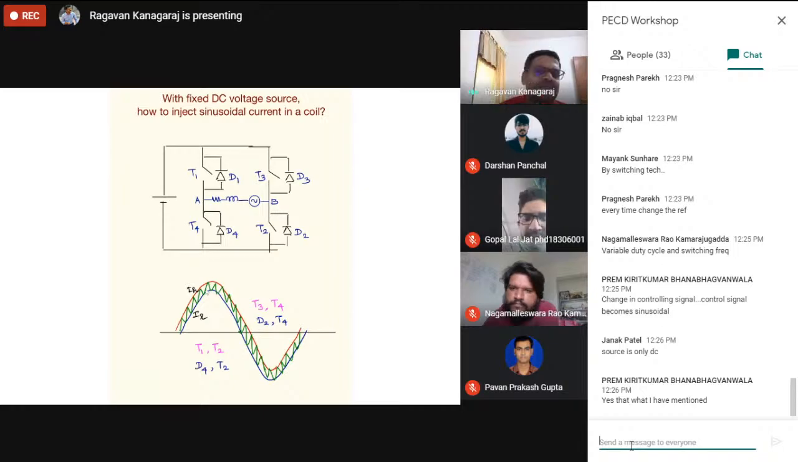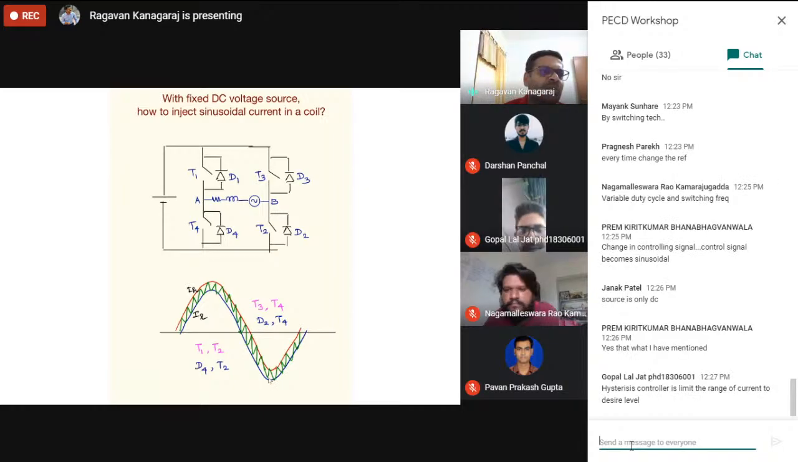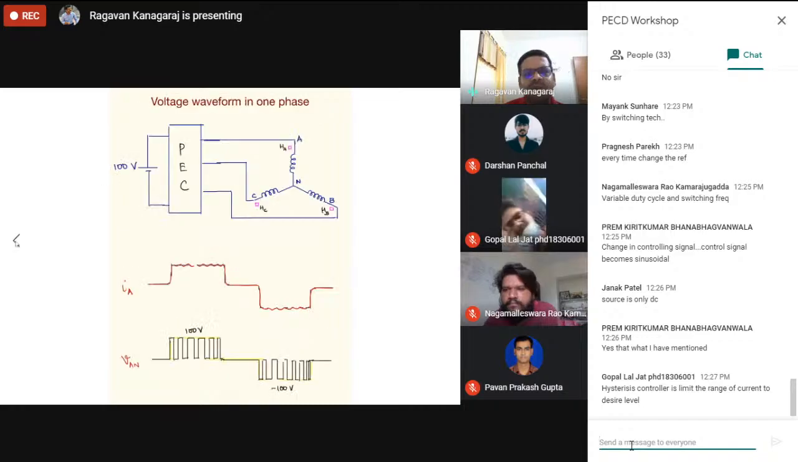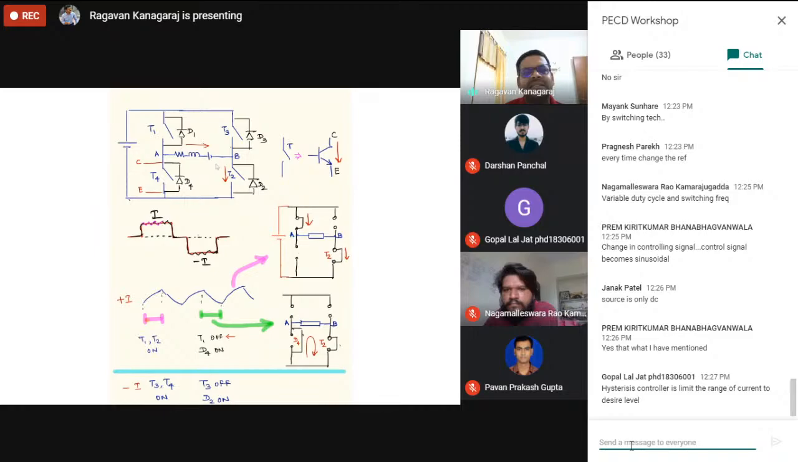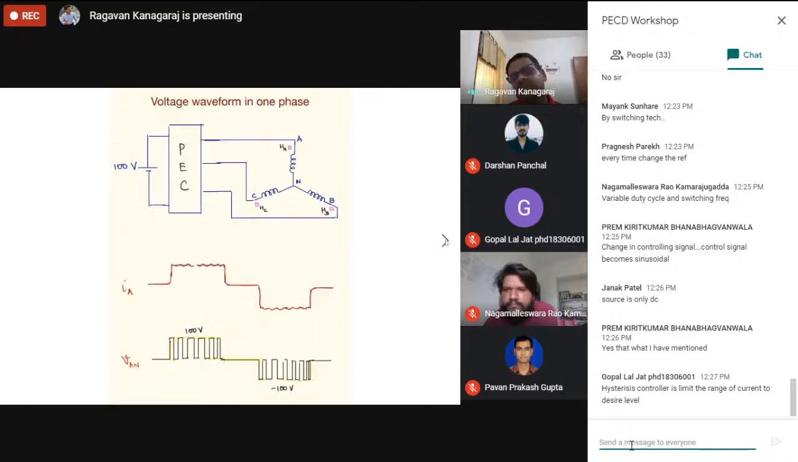If you talk about the back EMF, even in this case, although I have indicated it as DC, actually back EMF is not going to be DC. Even in a DC motor, back EMF is not DC. In the equivalent circuit we put a DC, but actually back EMF is not DC. Any question here? Gopal, do you have any question?